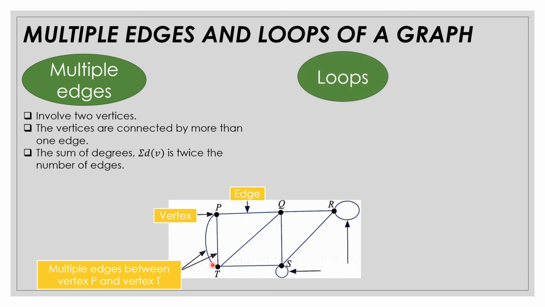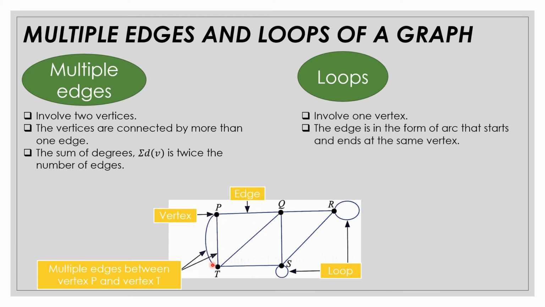Now we look at loops. So this is a loop, which involves one vertex only. The edge is in the form of an arc, looking like a circle, that starts and ends at the same vertex. So vertex R here has a loop, and it starts and ends at the same vertex. Then each loop adds 2 to the degree.